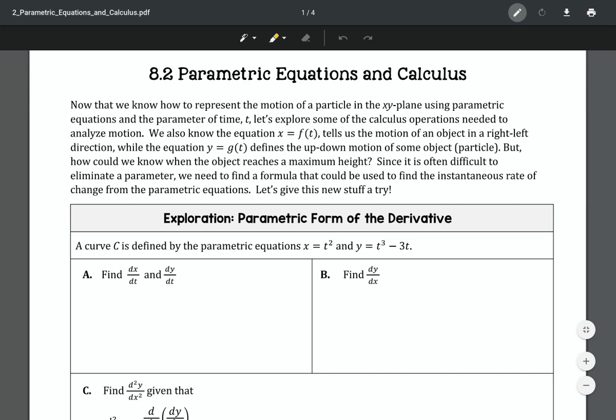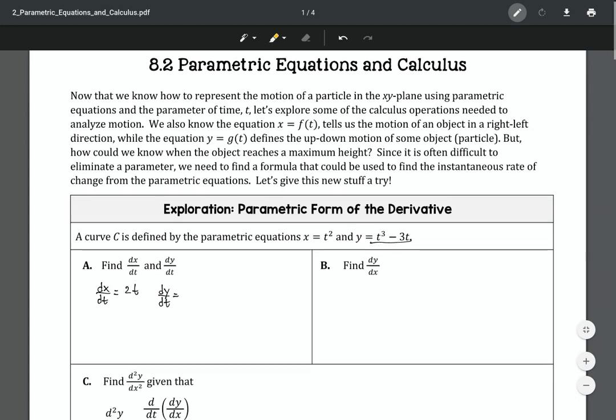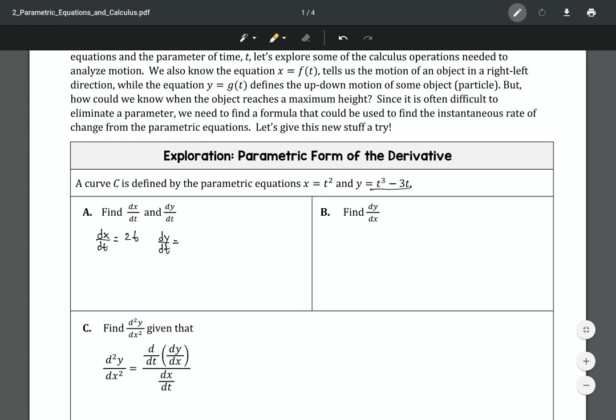If we're trying to find the derivative of x with respect to t, that should be easy for you. This would be 2t. And for y, if I take the derivative of that with respect to t, it should be 3t squared minus 3.